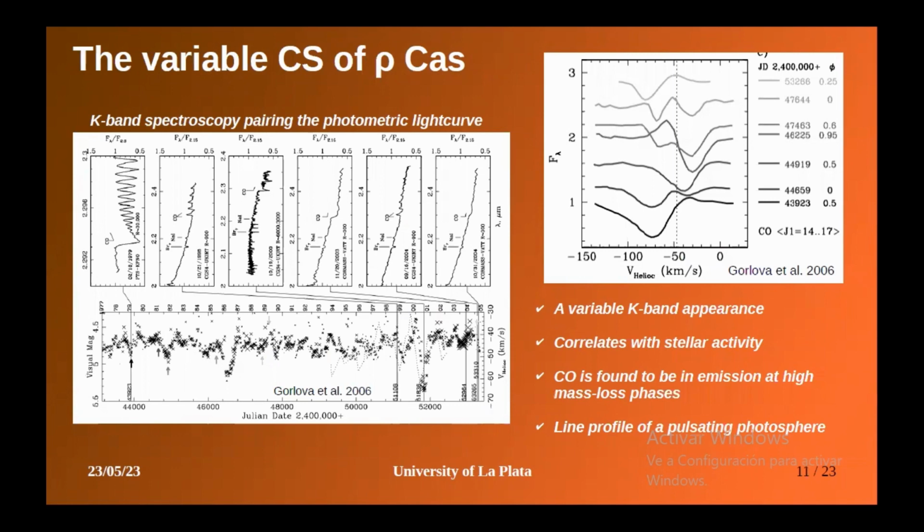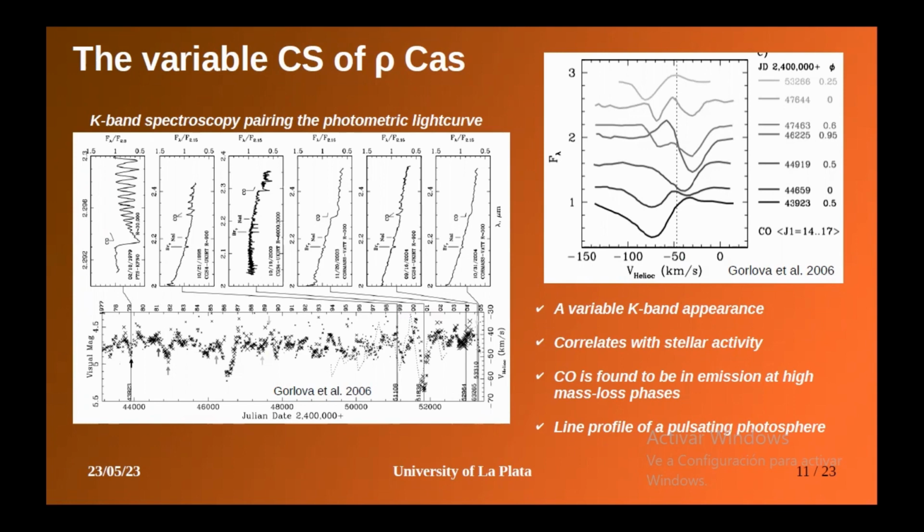This is proved by the work of Gorlova et al. 2006, where they have the timeline of ROCAS that you saw before, the outburst of AHO, and they got low and medium resolution spectroscopy in the K band of the star, where they modeled the CO bandheads, and they found that at different phases of the stellar activity, the profile switched from emission to absorption.